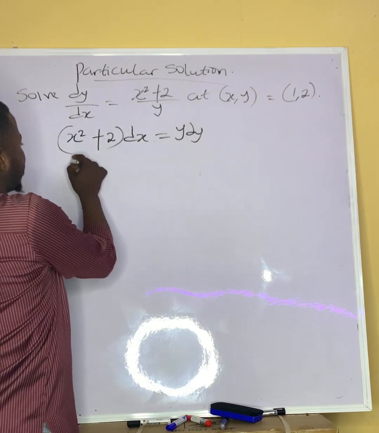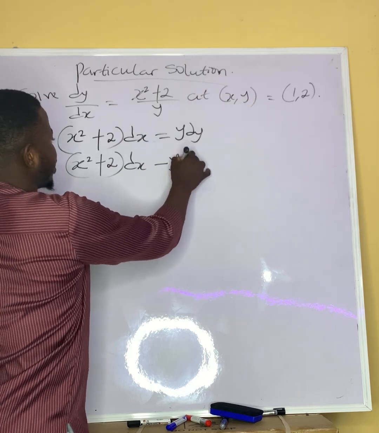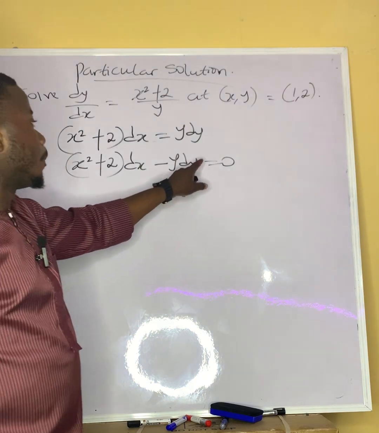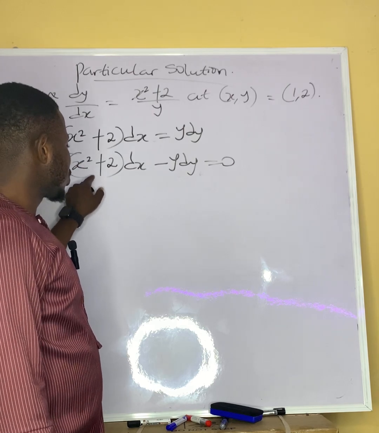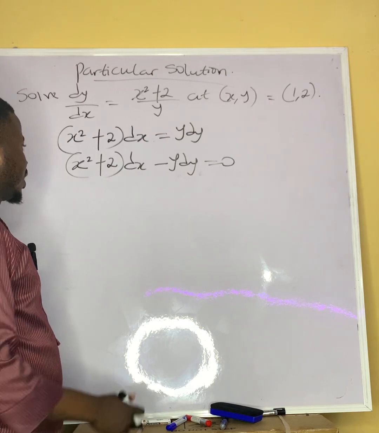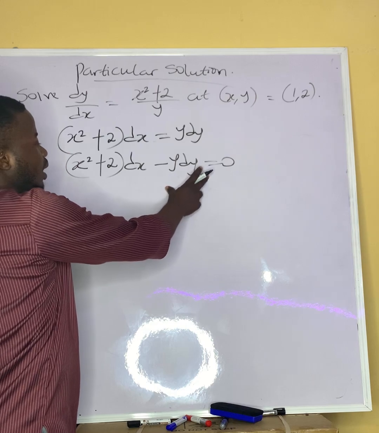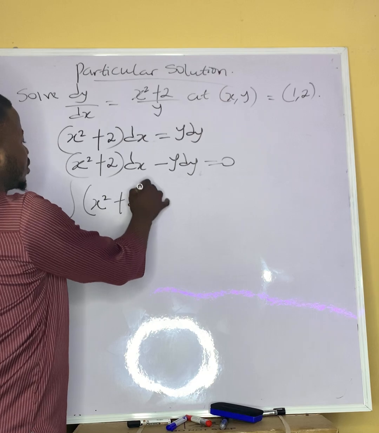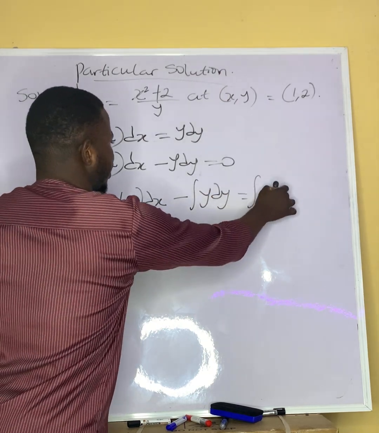Now from what we have here, we can still write it as (x squared + 2) dx minus y dy equals 0, by bringing this y dy to the other side of the equation. So now we have (x squared + 2) dx minus y dy equals 0. The next thing is to integrate both sides. So we can integrate this particular side, and integrate the other side too. So now we are integrating both sides. We have the integral of (x squared + 2) dx minus the integral of y dy equals the integral of 0.